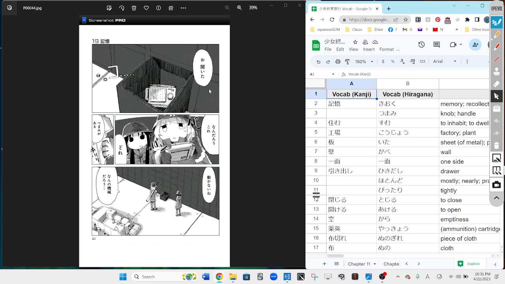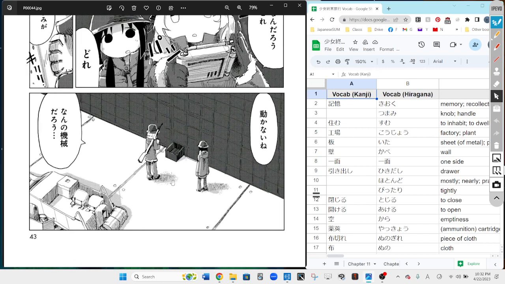Oh, it's open. What is this, I wonder? Which one? There's a knob. And when you can see it, Cookie, the bottom panel will be for you.